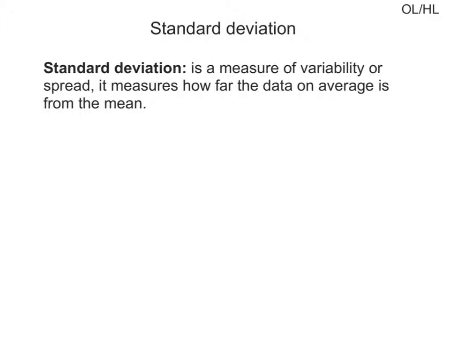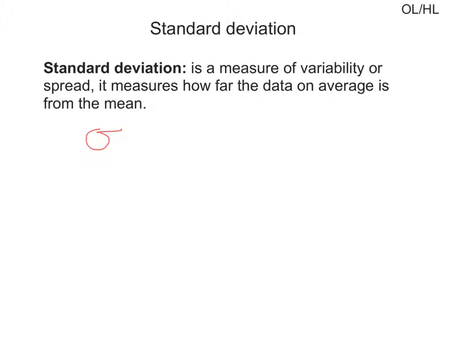Standard deviation is a measure of variability or spread. It measures how far the data on average is from the mean. Standard deviation is represented by the Greek letter sigma. A standard deviation of 0 indicates that all numbers in a dataset are the same. As the standard deviation increases in size, the numbers in the dataset become more spread out or further from the mean.